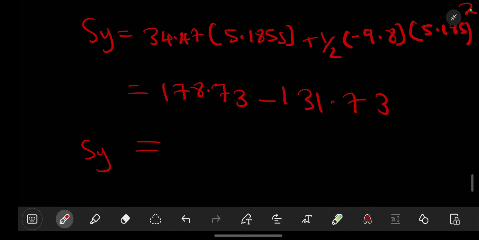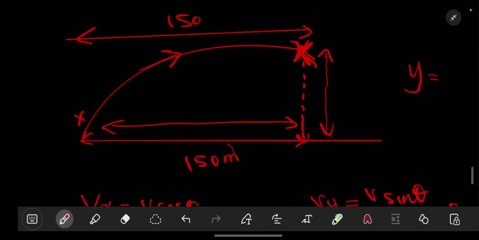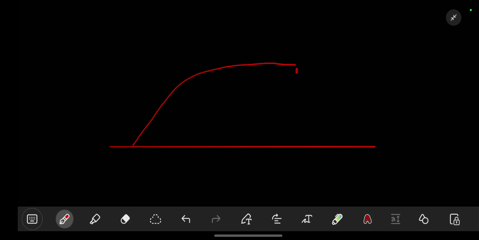So we have 178 minus 131.73. This is going to give us a value of 46.997 meters. So the arrow will be, from here, the arrow at that point will be at the mark where it is 46.997 meters from the ground.